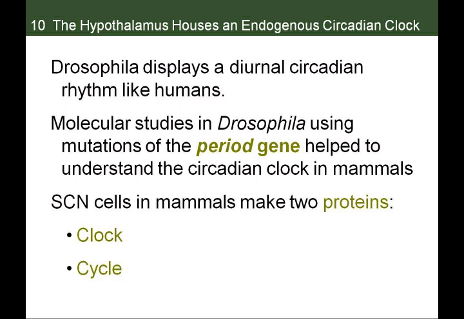Okay? So in molecular studies in Drosophila, we can do a mutation, and what we found out is that a mutation in a gene called the period gene does things to your circadian clock in mammals. So we know that they're related. We also know, as a result of the molecular studies in Drosophila, that the suprachiasmatic nucleus in mammals makes two proteins that are crucial to setting and maintaining your circadian rhythms, and that is clock and cycle. And I just love the way they're named, because they're so telling of what they do.